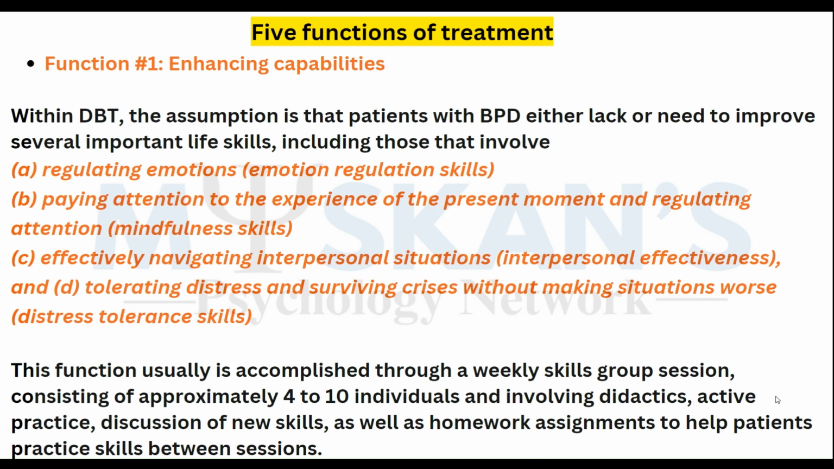Then, effectively navigating interpersonal situations. So, when they have those reactions in relationships, how they can navigate through those reactions is something they have to learn, and tolerating distress and surviving crisis without making situations worse. Now, tolerating distress, whenever they're distressed they might have impulsive thoughts and actions. So that area, that they can tolerate their distress and survive the crisis which is happening either in their thought or affective level, that has to be taught. So this was your function number one, which is enhancing capabilities.